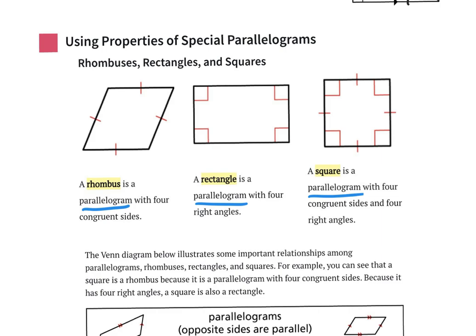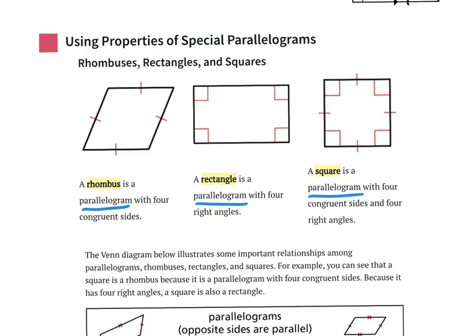And so here's what I'll tell you about a square. Okay, a square is a parallelogram, it's a rhombus, and it's a rectangle. It's all of those thrown into one. Because it has opposite sides that are parallel, it has 4 congruent sides, and it has 4 right angles.